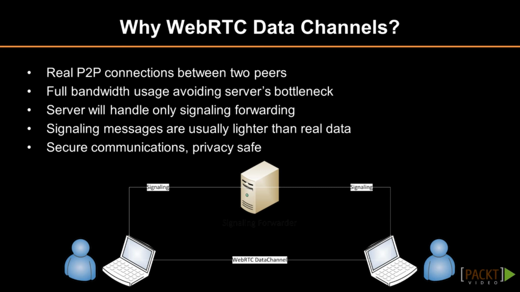Regarding WebSockets, they have to pass through a centralized web server anyway. In this case, we might have bottleneck and privacy problems to handle properly. So, WebRTC data channels are the only way to gain a real peer-to-peer connection between two peers, obtaining full bandwidth usage. The server, in this case, as you can also see from the slide's diagram, will handle only signal forwarding between the two peers, and these signaling messages are usually lighter than the real data that will be transmitted through WebRTC data channels. Finally, we can achieve safe and private communication thanks to SSL and the peer-to-peer features of WebRTC communications.